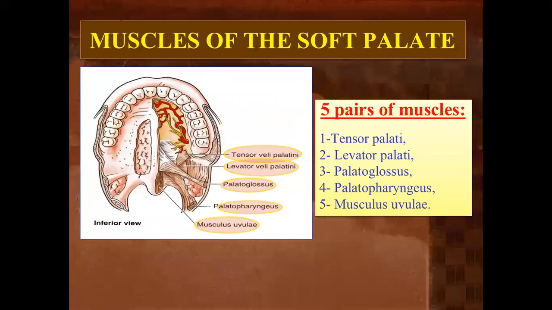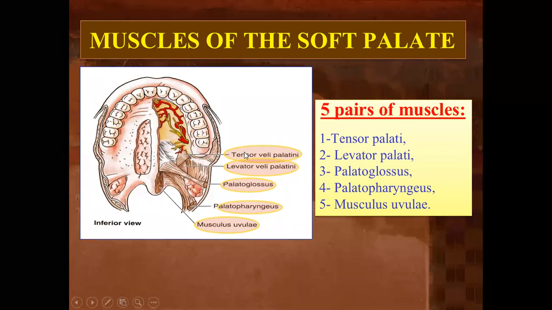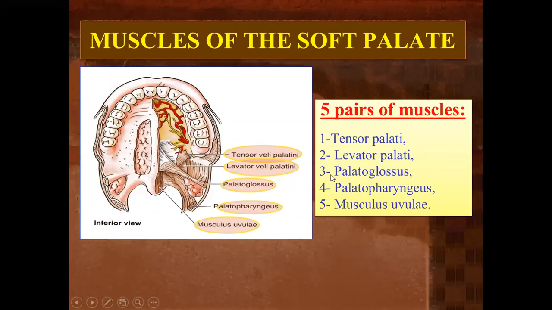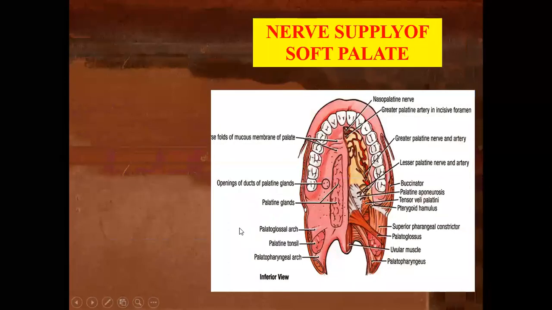Coming to the muscles of the soft palate. What are the muscles of the soft palate? There are 5 pairs of muscles. These are the tensor palati, also called the tensor veli palatini here. Then we have the levator palati, also called the levator veli palatini. Then we have the palatoglossus, the palatopharyngeus, and the musculus uvulae, which you have already seen, deep inside the uvula. So these are the 5 muscles which form the soft palate.